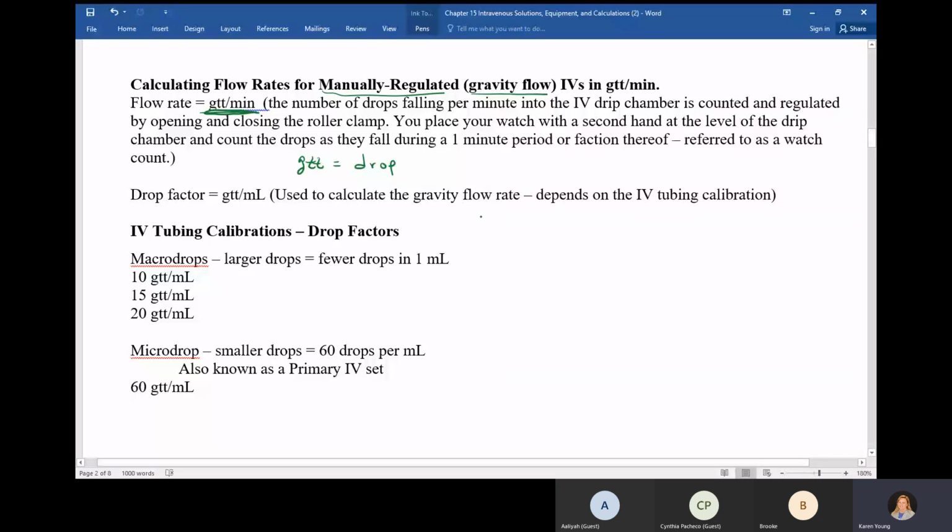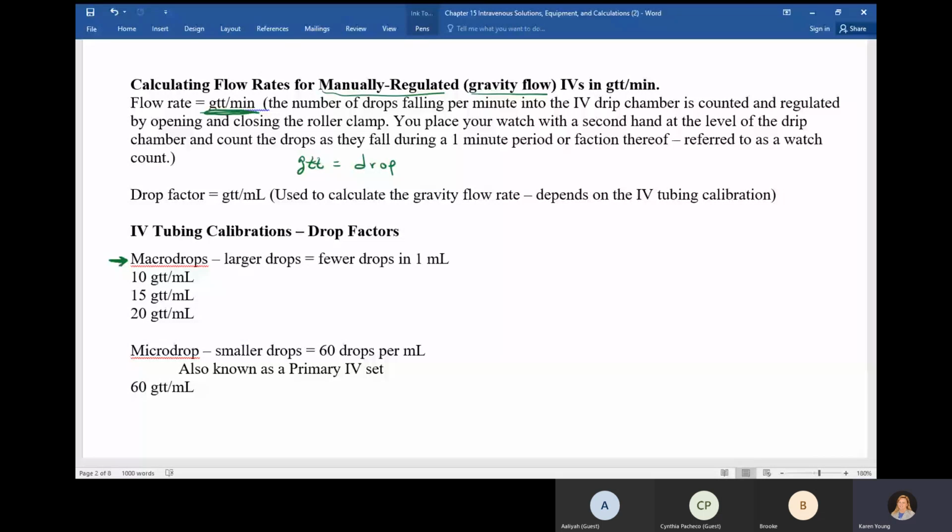All right, so our drop factor is our GTT per milliliter. It's used to calculate the gravity flow rate, depending on the IV tubing, is what I was talking about. So we have our micro drops and macro drops, which means large. Macro is a large amount. So we can have 10 drops per milliliter, 15 drops per milliliter, and 20 drops per milliliter. That's 3 different types of IV tubing, okay?